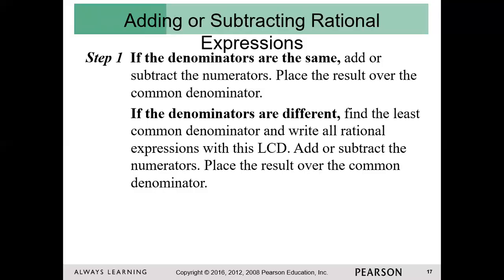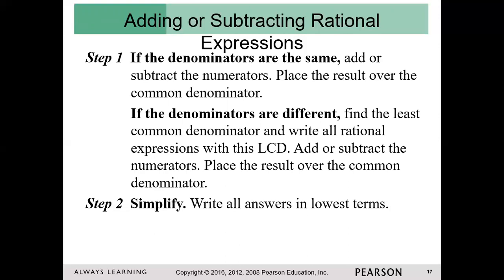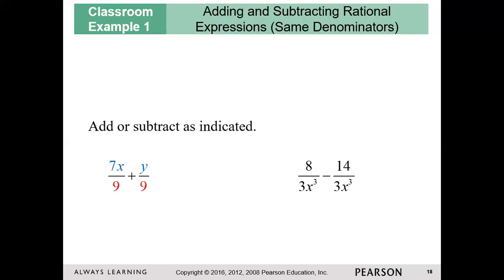If the denominators are different, then we need to find the LCD of those denominators so that way we can go ahead and do what we got to do. And then we'll simplify and write our answers in lowest terms. So again, our sunshine and rainbow situation, we have a 9 here and a 9 there.